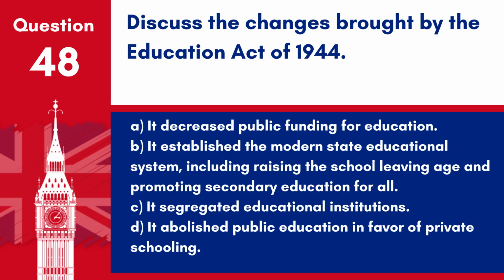A. It decreased public funding for education. B. It established the modern state educational system, including raising the school leaving age and promoting secondary education for all. C. It segregated educational institutions. D. It abolished public education in favor of private schooling.